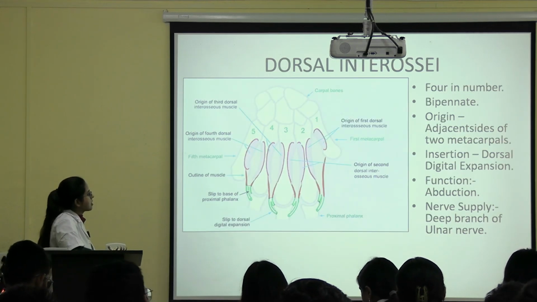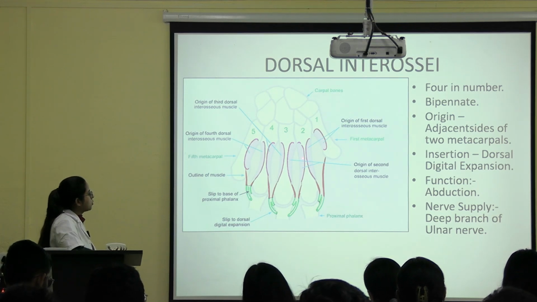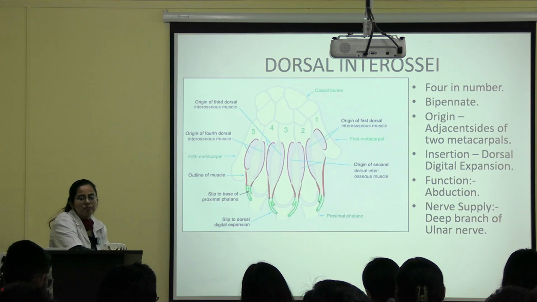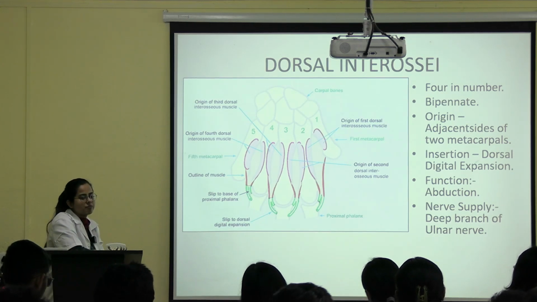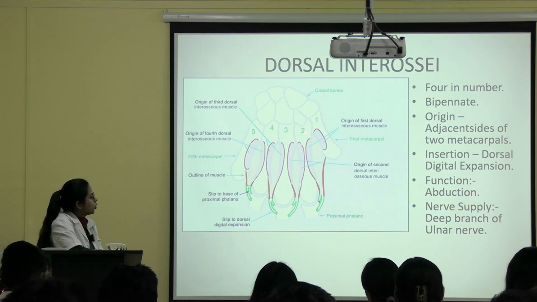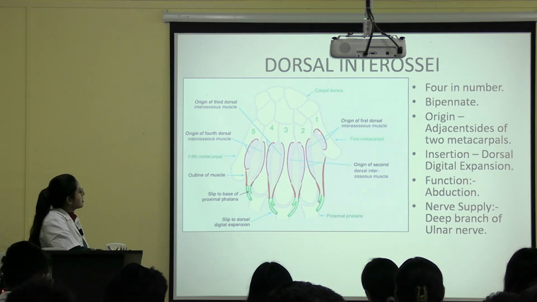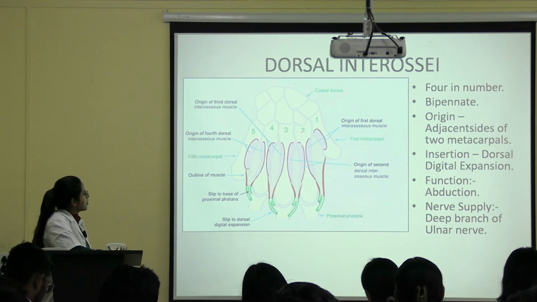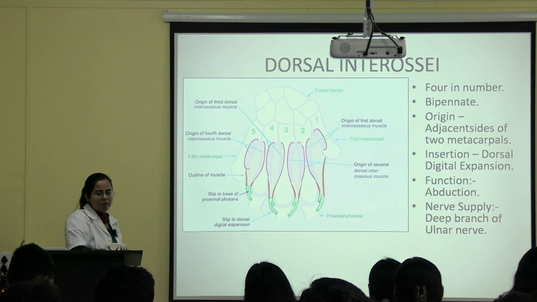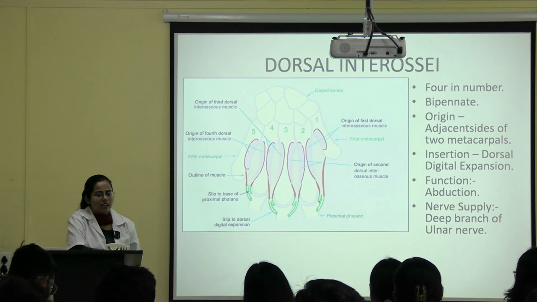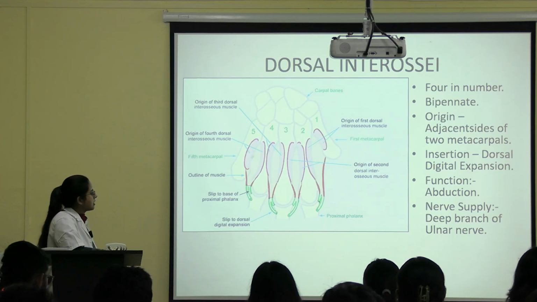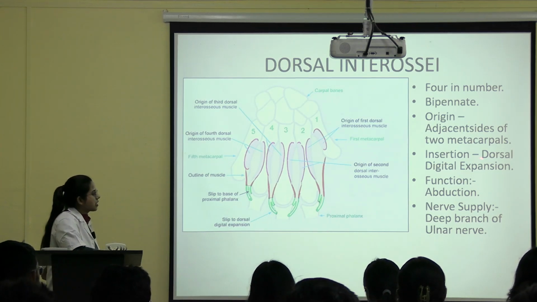So dorsal interosseous muscles are 4 in number, 1, 2, 3, 4. So these are bipennate. So what is the origin of these muscles? Metacarpal, from adjacent sides of both metacarpals. Okay, so as you can see, it is originating from first and second adjacent sides. This is from second and third, third and fourth, fourth and fifth. Clear? It is also supplied by deep branch of ulnar nerve and function, as I said, abduction.